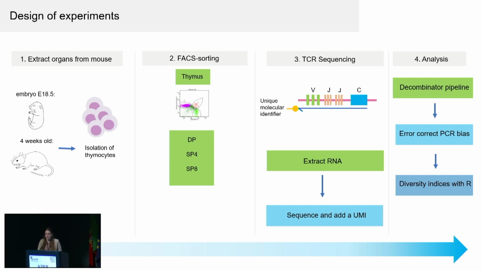We then did a bulk TCR sequencing protocol, which was developed by Benny Chain, where you extract RNA and then tag each mRNA molecule with a unique molecular identifier, the UMI. That way it can be error corrected for PCR bias later in analysis. This is using his Decombinator pipeline. You can then error correct for the PCR bias, and then you can look at other downstream analysis in R.